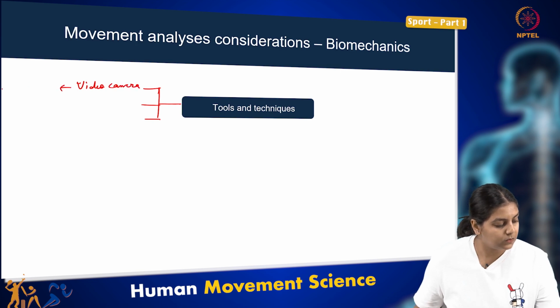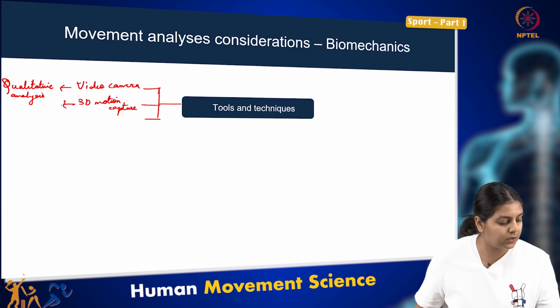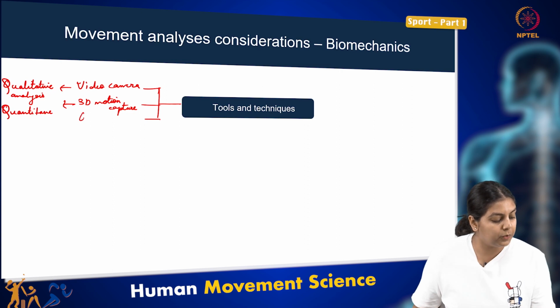So that's for qualitative analysis. You could also use 3D motion capture, which is your Vicon cameras or your Qualisys cameras. So that becomes your quantitative analysis. And we've also looked at using computer simulation models.